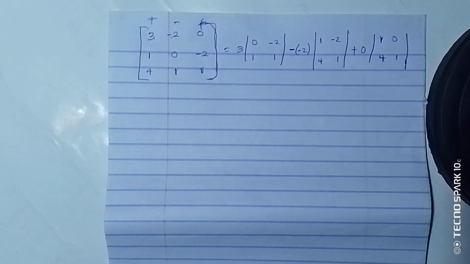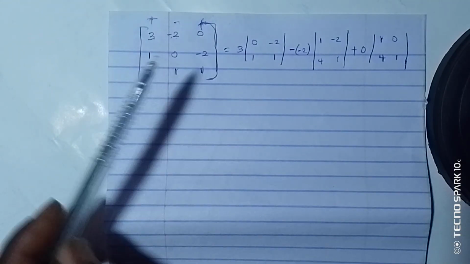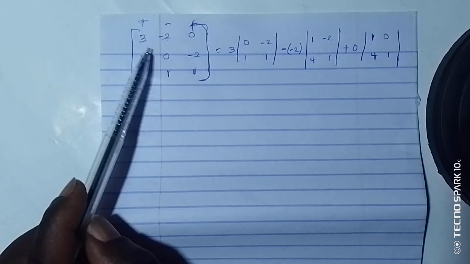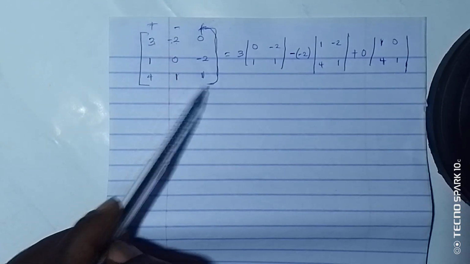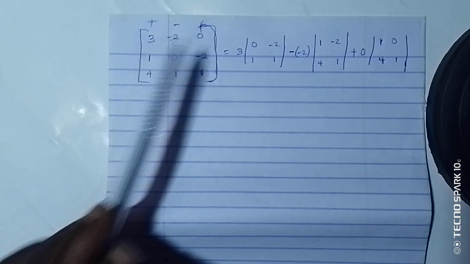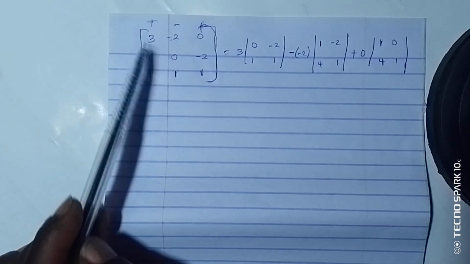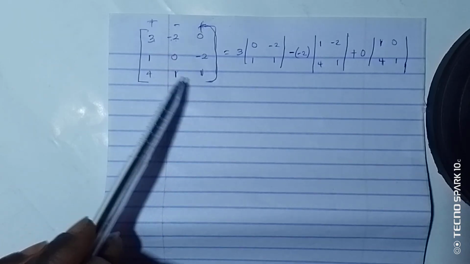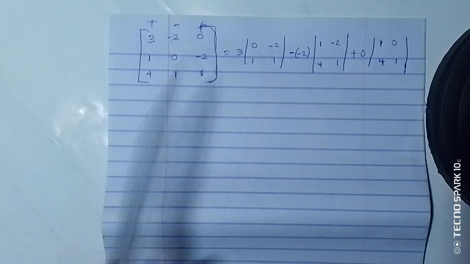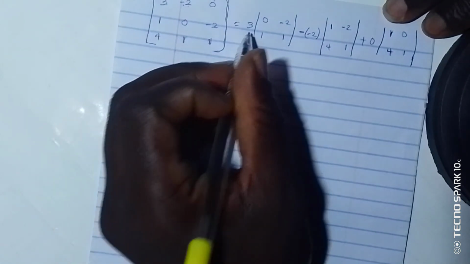Now, let me quickly confirm if everything I have written is correct before I proceed. So for 3, cover the column and row, 0, minus 2, 1, 1. Cover the column and row of minus 2, I have 1, minus 2, 4, 1. Cover the column and row of 0, I have 1, 1, 0, 4, right? So that's it. Now, to proceed with this, I have done the determinant of a 2 by 2 matrix already with you.